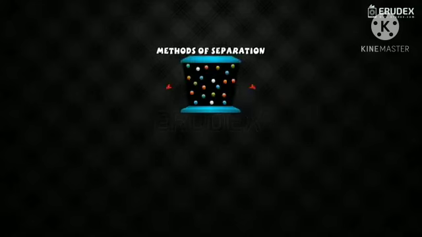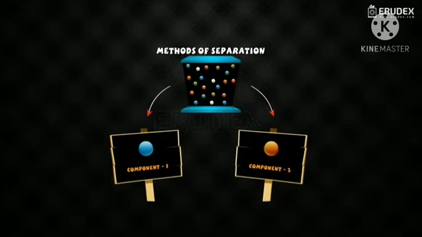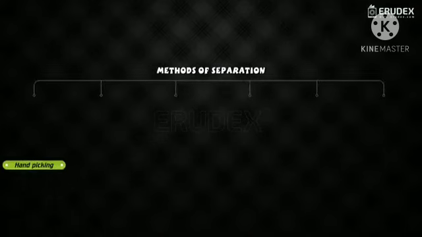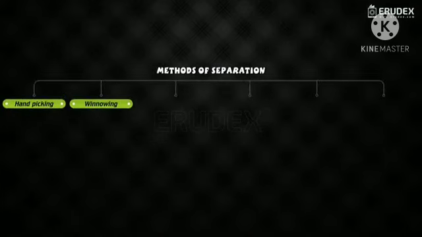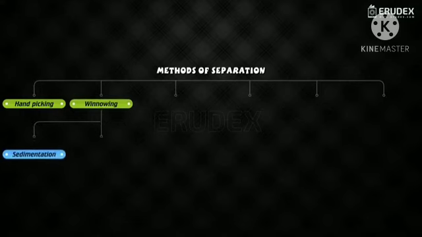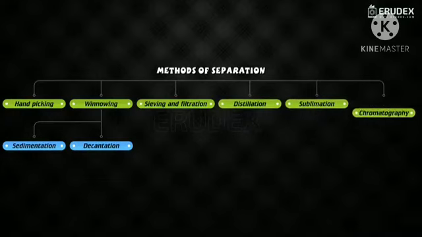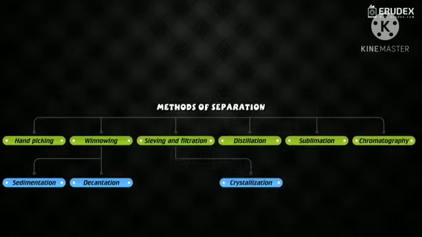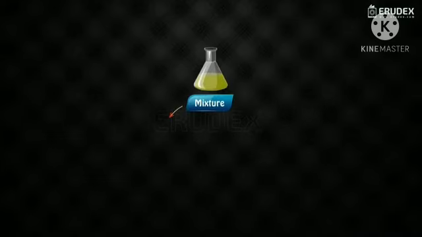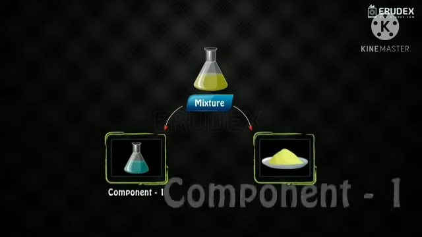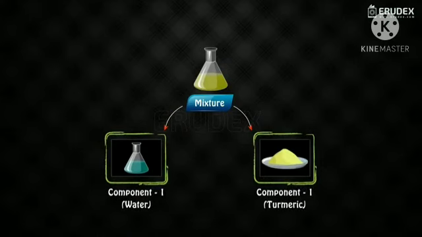Substances can be separated into their components by various methods like hand-picking, winnowing, sedimentation, decantation, sieving, filtration, etc. Each component of a mixture has its own unique property. Based on this property, components can be separated.